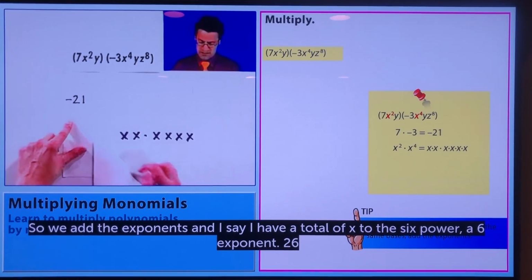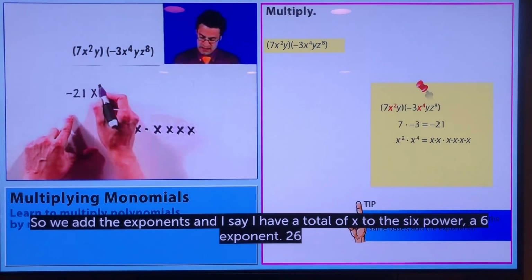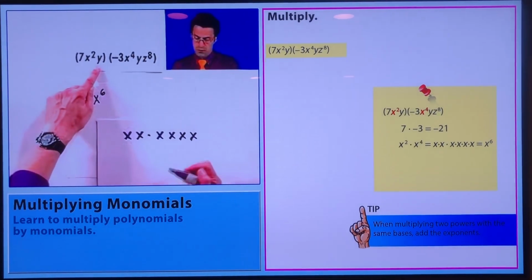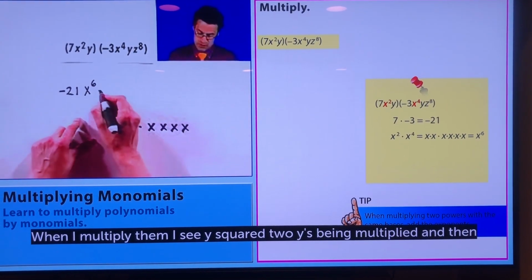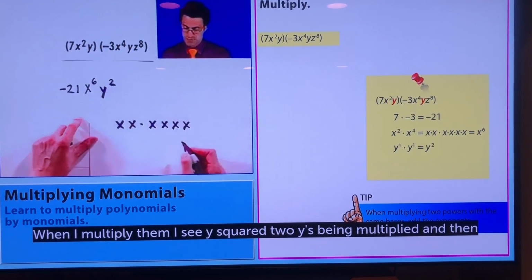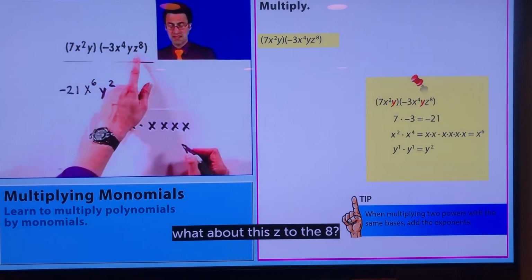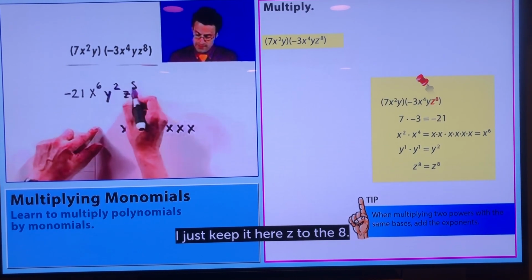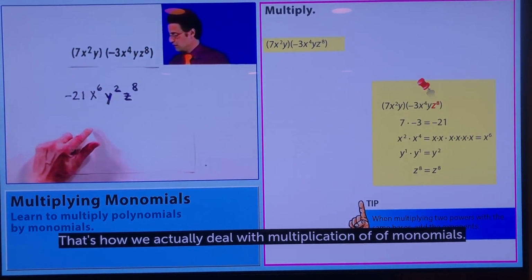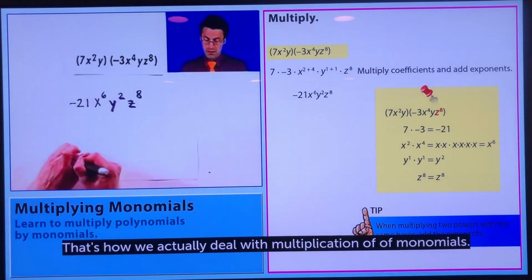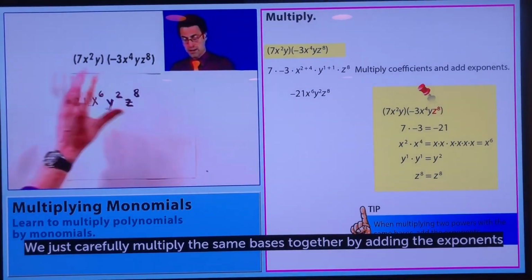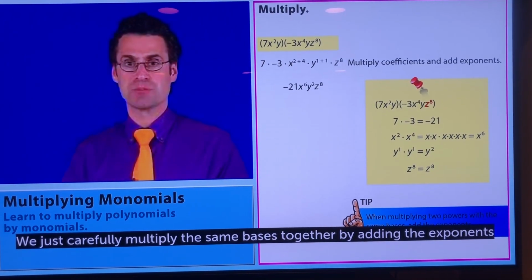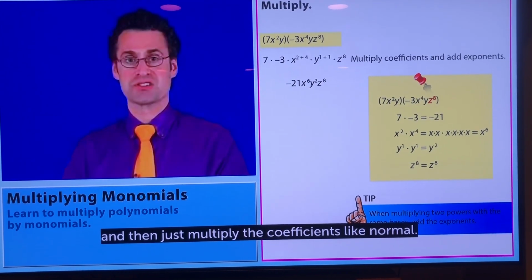So we add the exponents, and I say I have a total of x to the 6th power. Now, what about the y? I've got one y here and one y here. When I multiply them, I see y squared. 2 y's being multiplied. And then what about this z to the 8? There's no z to the 8 here, so I don't multiply it by anything. I just keep it here, z to the 8. That's how we actually deal with multiplication of monomials. We just carefully multiply the same bases together by adding the exponents. And then just multiply the coefficients like normal.